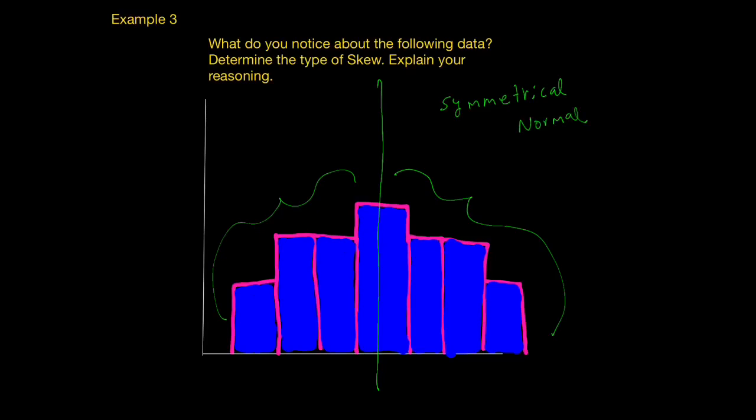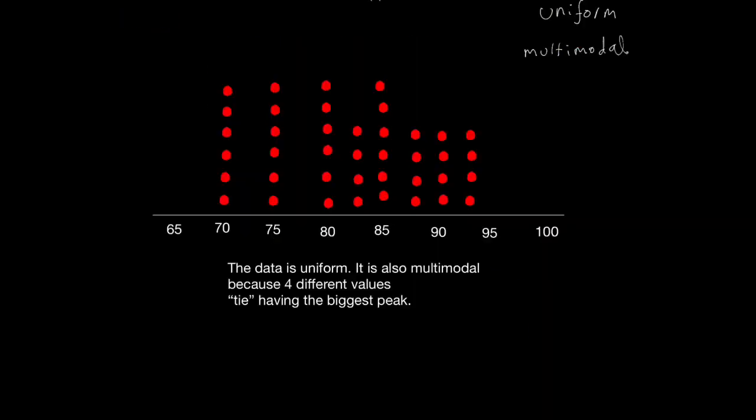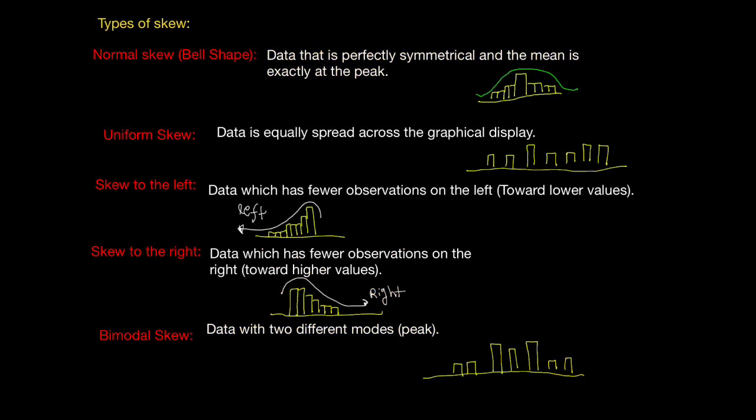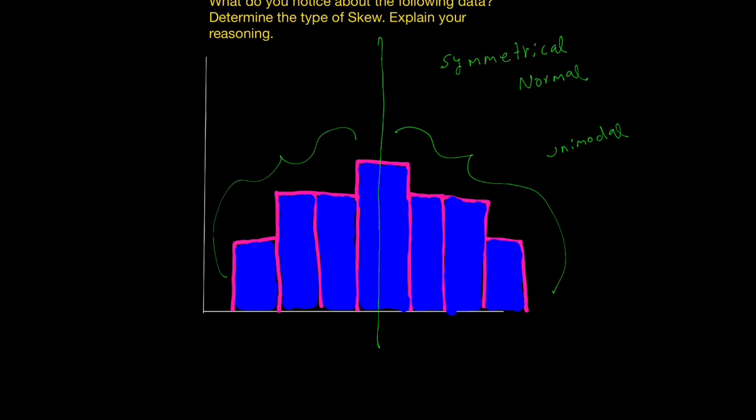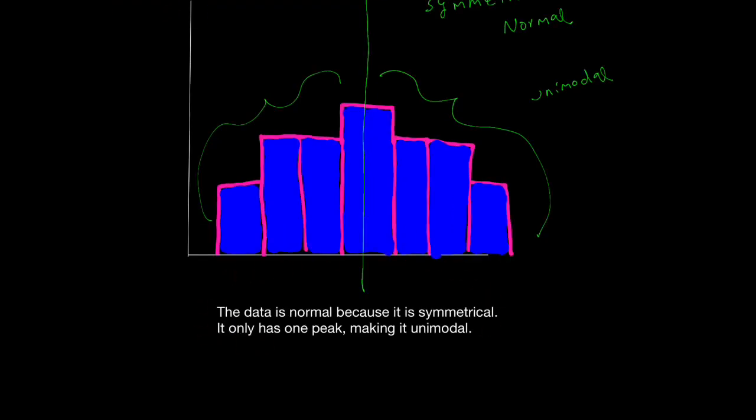And here we can see that we only have one mode. So this is going to be unimodal. Only one mode. And if it's symmetrical, it's already established that it's only going to have exactly one peak. Well, we can still put that in our explanation. So let's go ahead and do that. Here's my explanation. The data is normal because it is symmetrical and it only has one peak, making it unimodal.